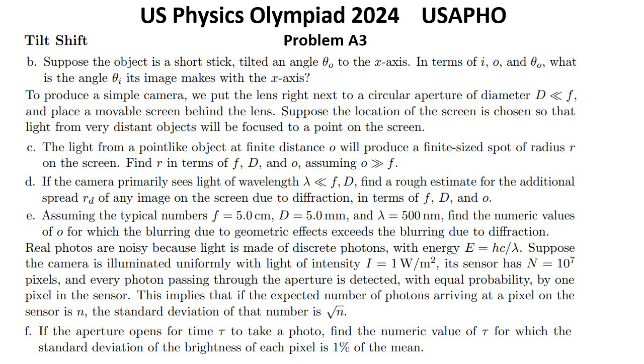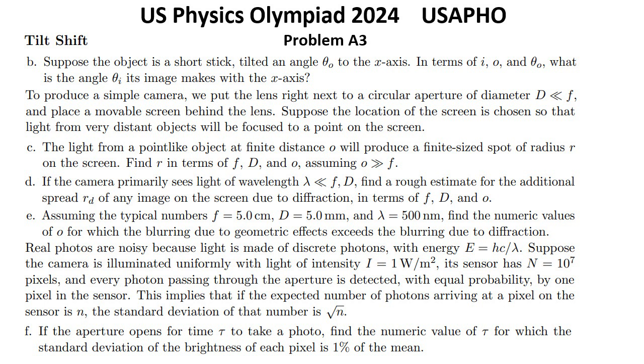Question D. If the camera primarily sees light of wavelength lambda much less than f and d, find a rough estimate for the additional spread r_d of any image on the screen due to diffraction, in terms of f, d, and O. Question E. Assuming the typical numbers f equals 5.0 centimeters, d equals 5.0 millimeters, and lambda equals 500 nanometers, find the numeric values of O for which the blurring due to geometric effects exceeds the blurring due to diffraction.